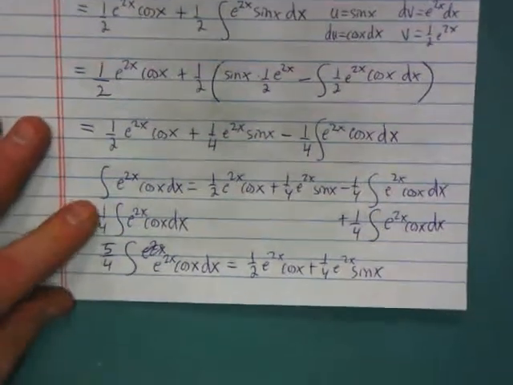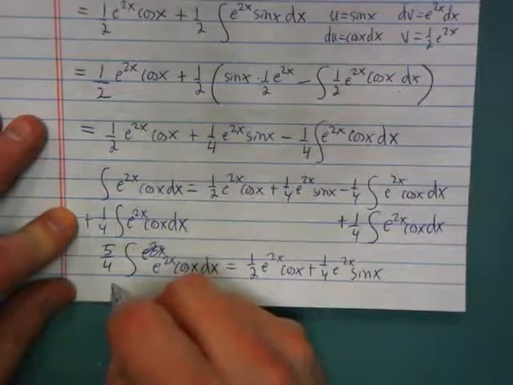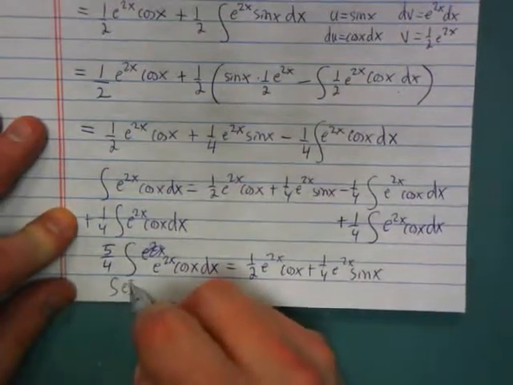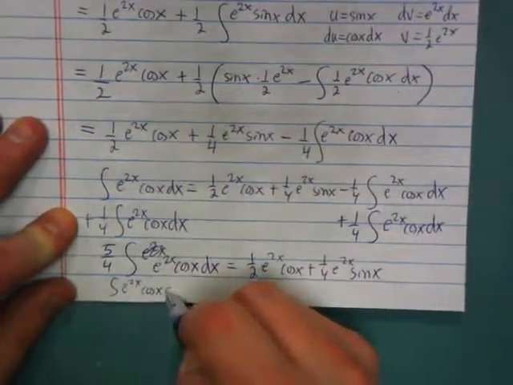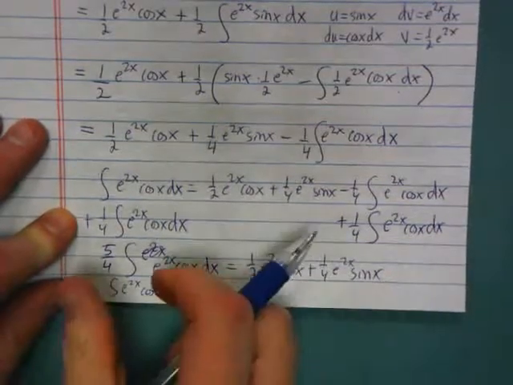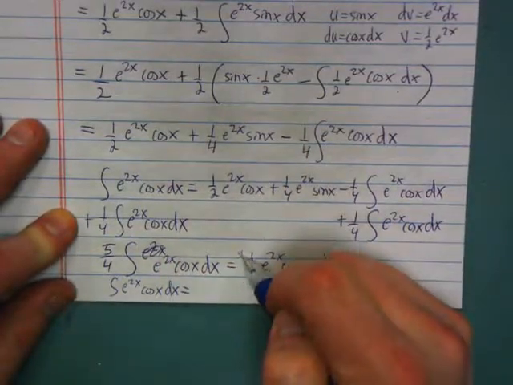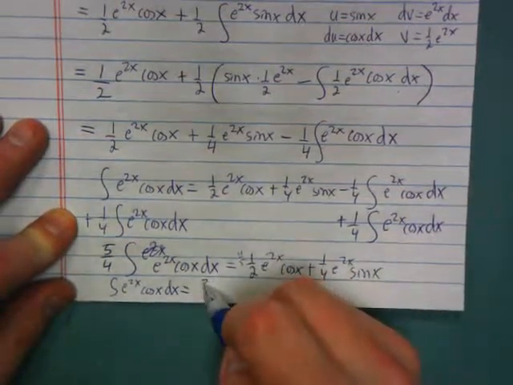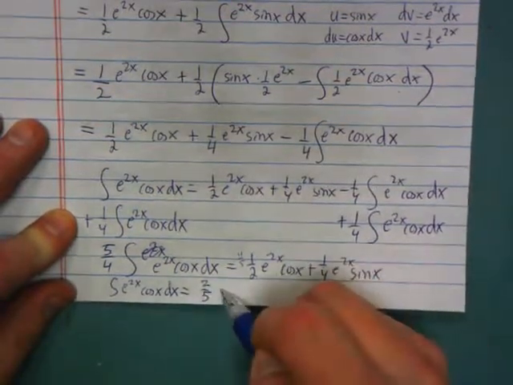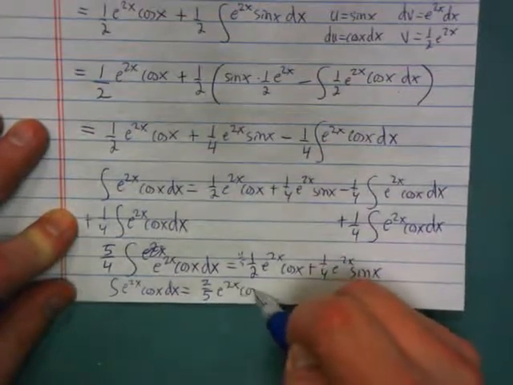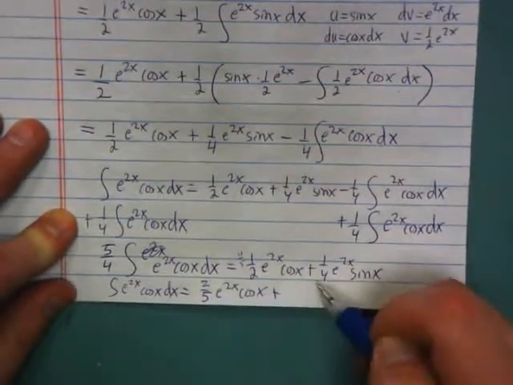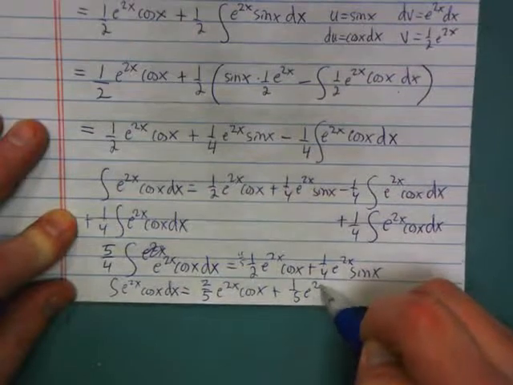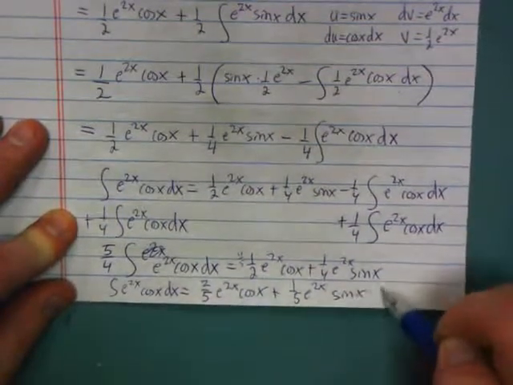So final answer. Got to sneak it in here. I got just enough room. Integral of e to the 2x cosine x dx equals, when I multiply by 4/5, I'm going to have 2/5 e to the 2x cosine x plus 1/5 e to the 2x sine x plus c.